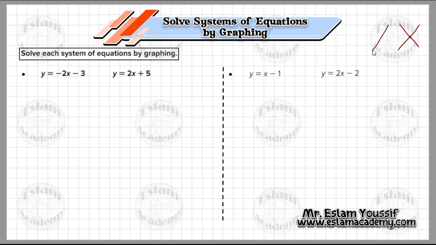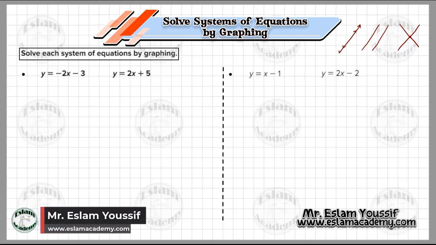But you can draw the two lines and the two lines will be parallel lines. Once we have parallel lines, it means there is no solution. Also, you can draw the two lines and find that the two lines are drawn in the same place. Once the two lines are drawn in the same place, it means we have an infinite number of solutions.